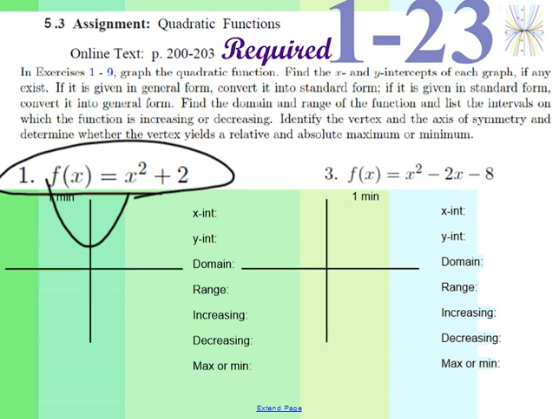I hope you got those memorized. I'm going to say it again. The y-intercept is where x equals 0. The x-intercept is where y equals 0. Okay, good.